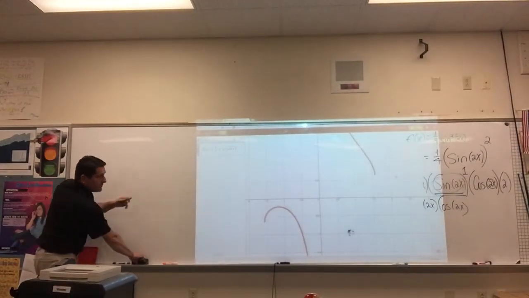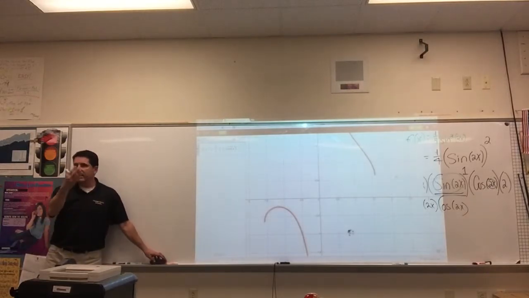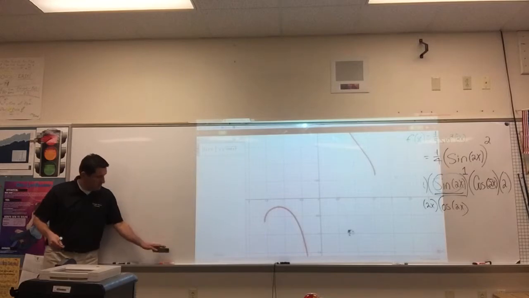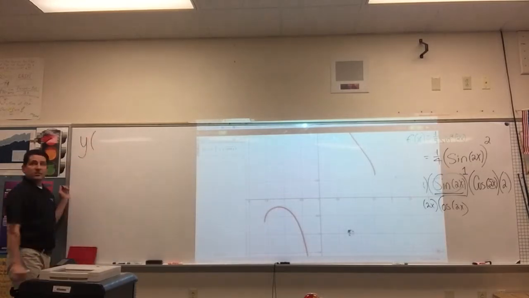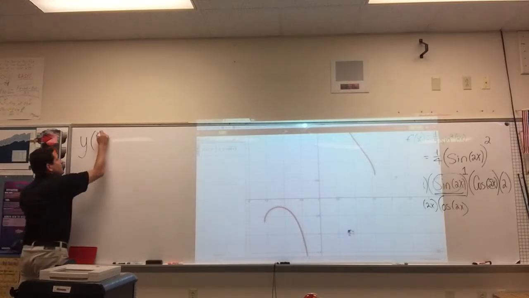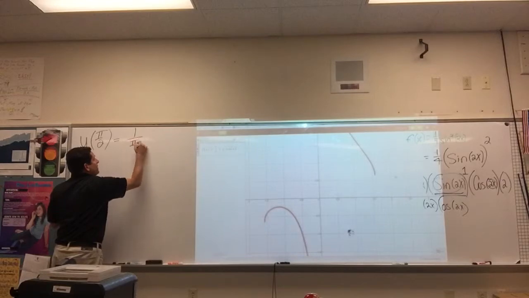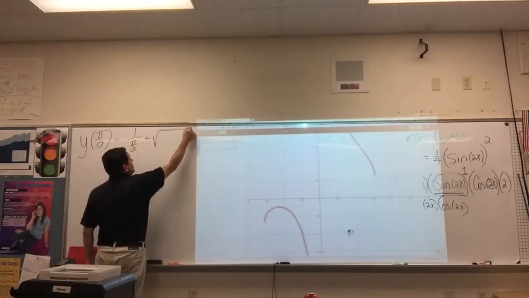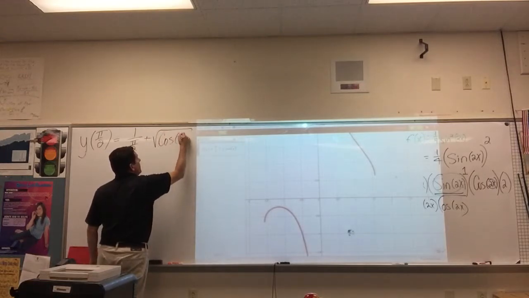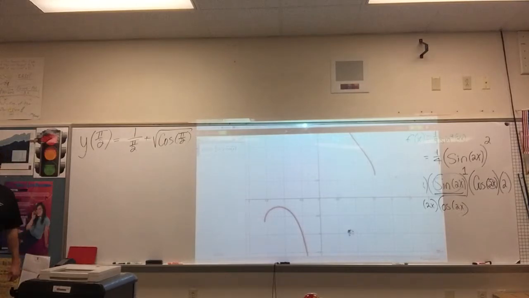Is there a derivative if there's no point? No. You can't draw a line tangent to something that doesn't exist. So what I'm going to do is take this original function and plug in pi over 2 and see what we get out of this. So it's 1 over pi over 2 plus the square root of the cosine of pi over 2. And if our luck is on our side, the answer should be 2 over pi, because that's what they told us it's supposed to be.